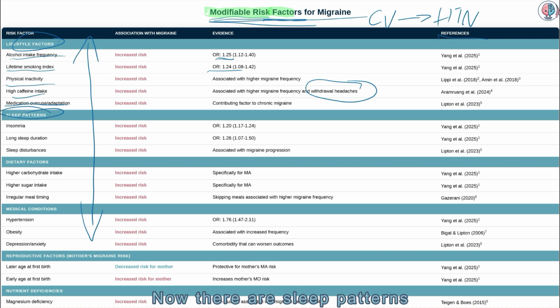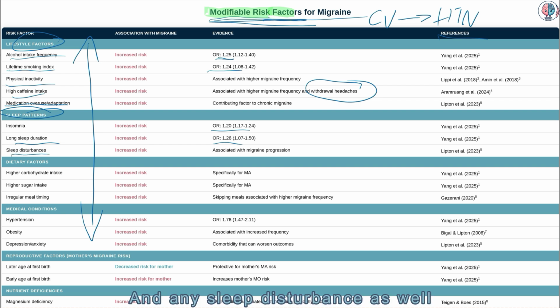Now there are sleep patterns. Insomnia, odds ratio of 1.2. However, interestingly, excessive sleep can also be problematic with an odds ratio of 1.6. This shows the importance of sleep hygiene and maintaining regular sleep schedules. So I always emphasize this a lot. I always say schedules are more important for migraine care, not routines. If you don't know what I mean by that, check out my migraine triggers video.